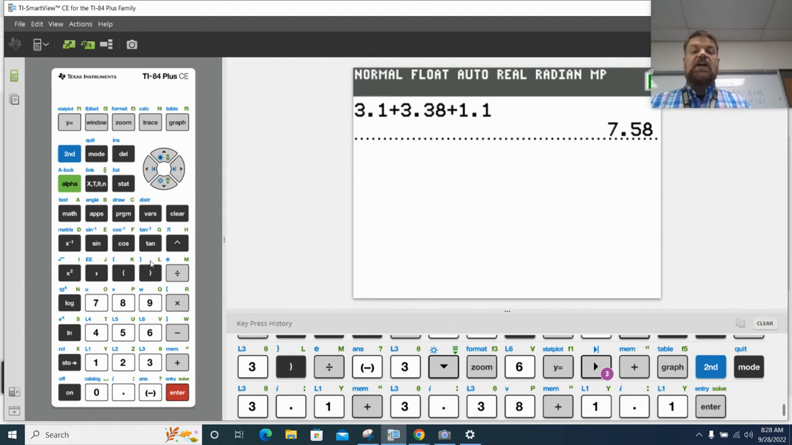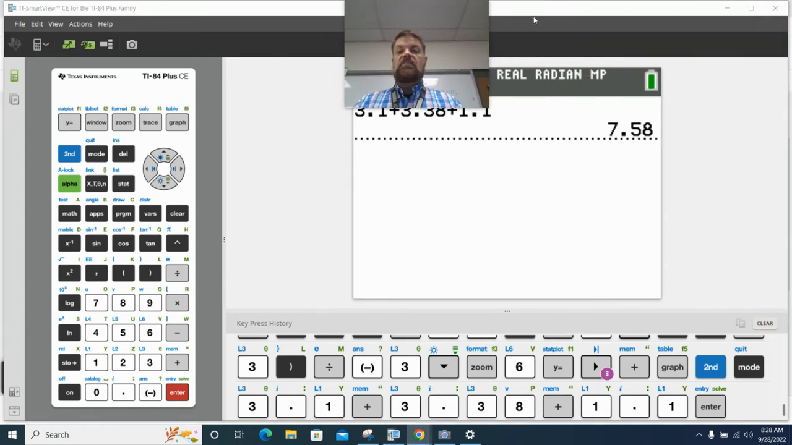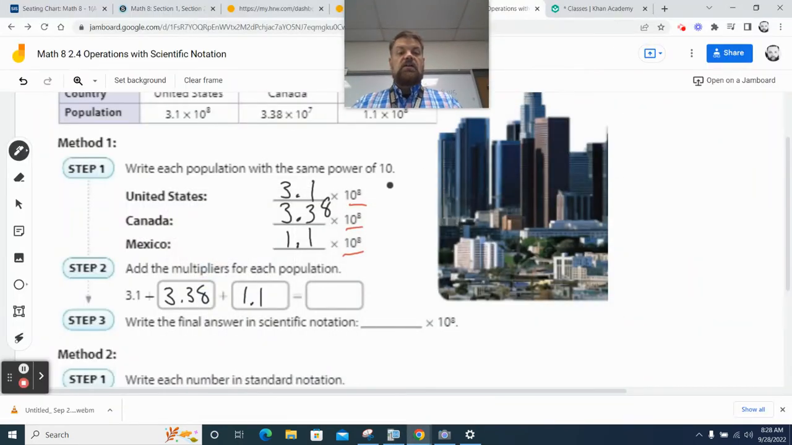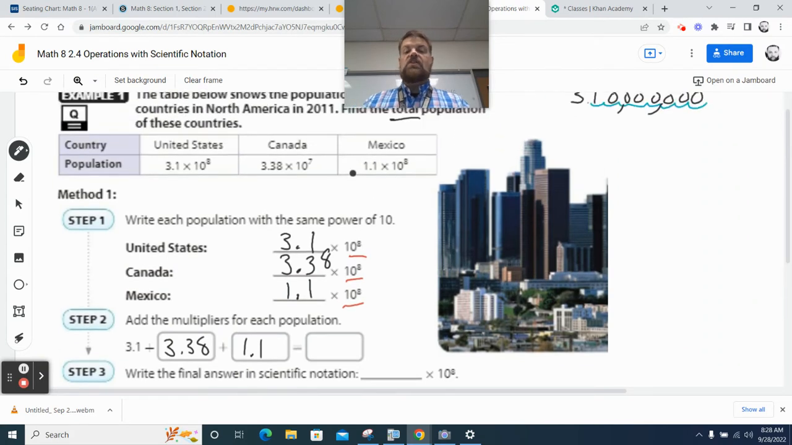Oh, wait a second. We got to look at this carefully. There's a different exponent. So okay, this is interesting. Let me back up. The first thing I need to do is make sure they're all the same power of 10. Mr. Adams didn't read this carefully. This is 10 to the power of 8, 10 to the power of 8. What's this one? 7. So to write that as 10 to the power of 8, it's technically 0.338. Will we write it that way? No, but this is how we do the math. So then that changes everything.